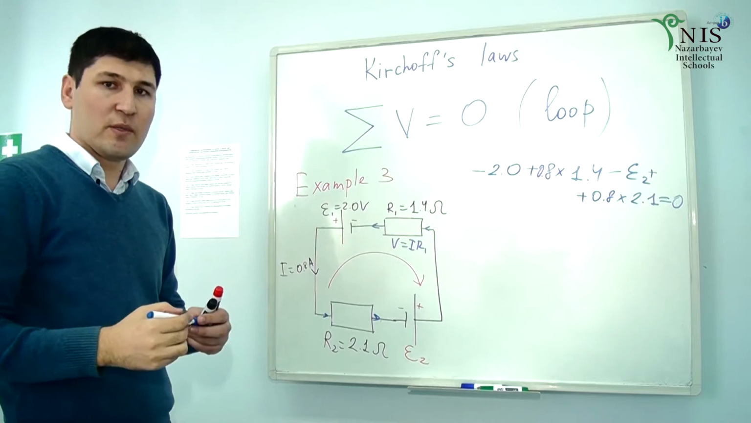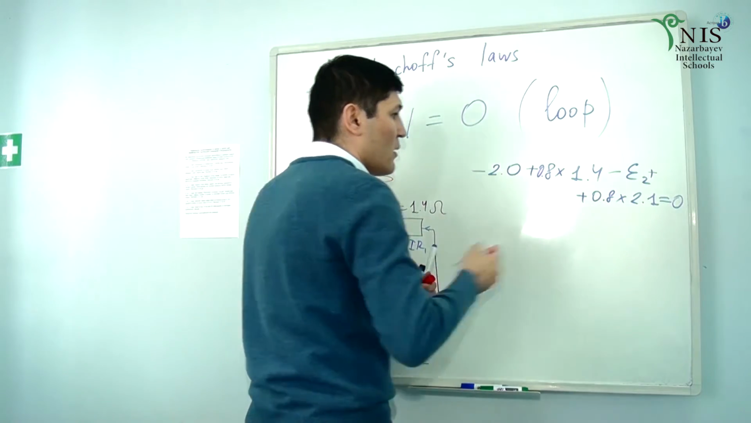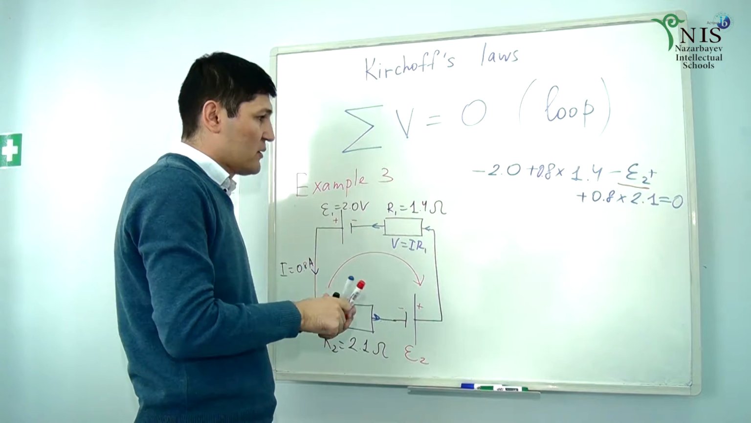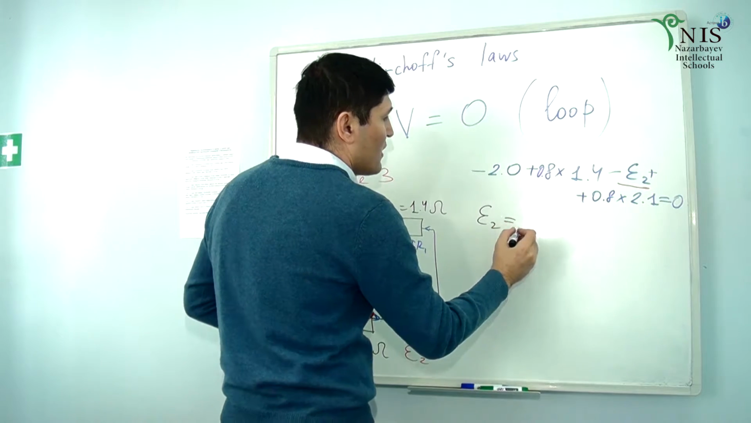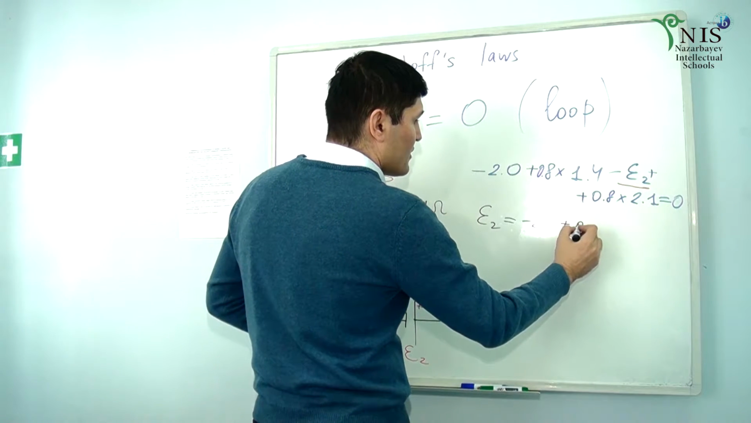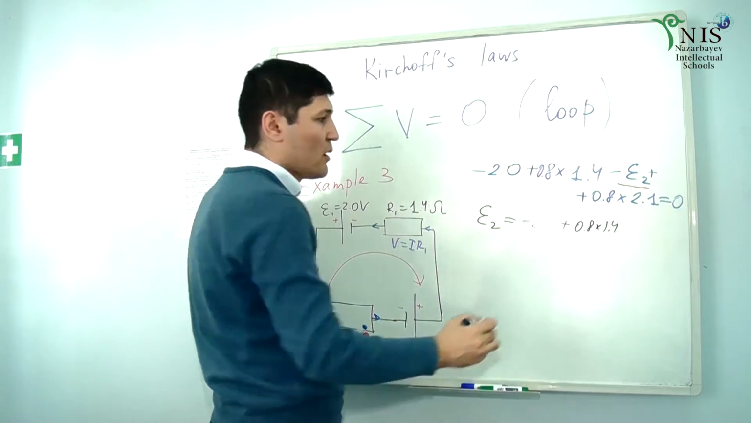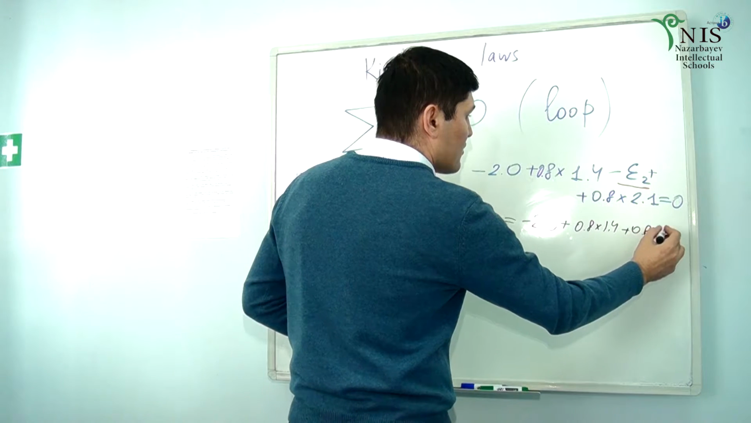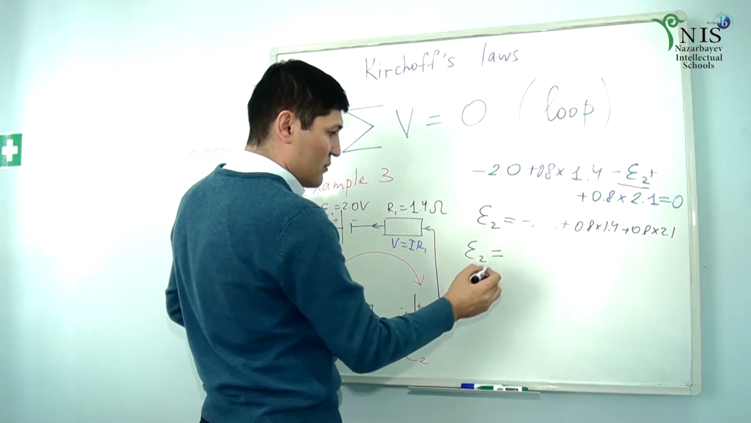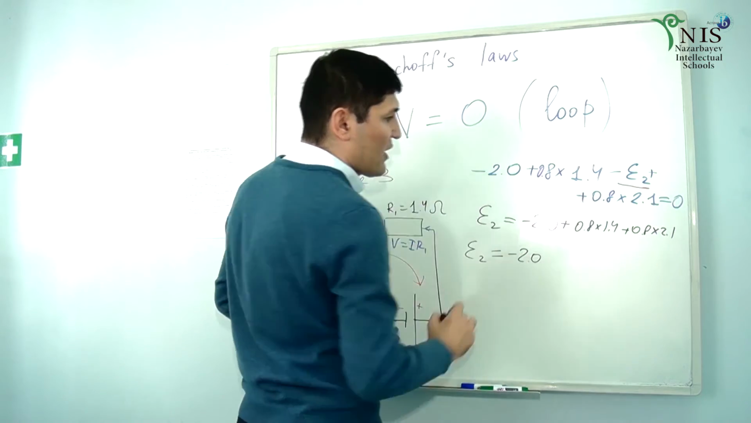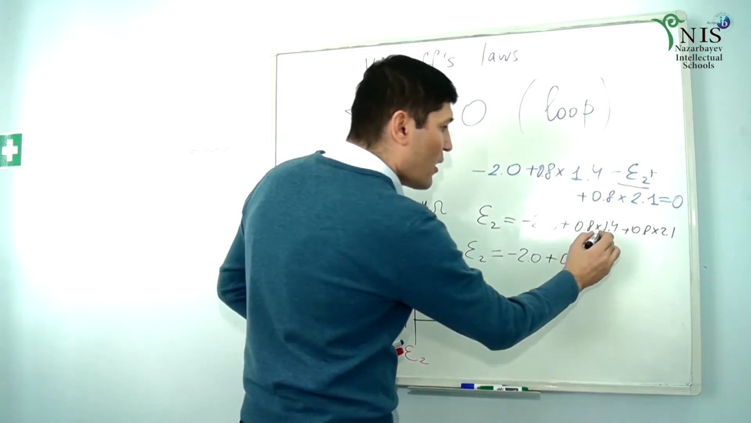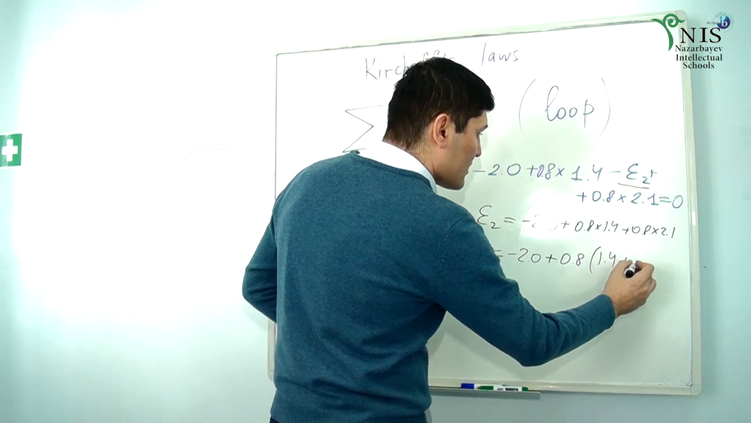So let's solve for epsilon 2. Epsilon 2 is negative, so if I move it to the right-hand side it becomes positive. So epsilon 2 equals negative 2.0 plus 0.8 times 1.4 plus 0.8 times 2.1. Let's try to solve this. Epsilon 2 equals minus 2.0 plus, and we can factor out 0.8, 0.8 in parentheses 1.4 plus 2.1.